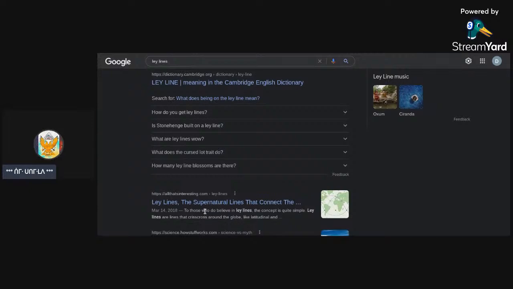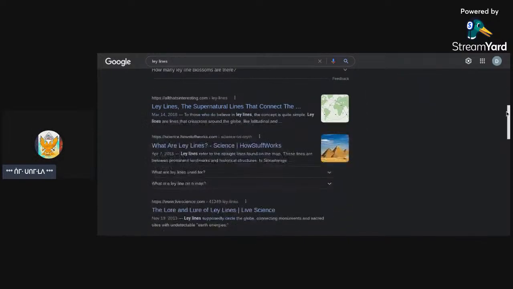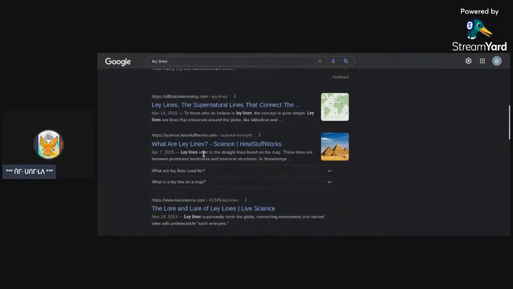To those who do believe, it's something that people believe in, that it's how it's actually being explained. Ley lines refer to the straight lines found on the map. These lines, straight lines, man, not curves, not circles, found on the map. These lines are prominent between landmarks and historical structures. Okay, that's just without having to click into these websites.